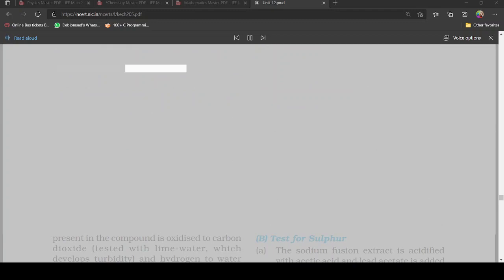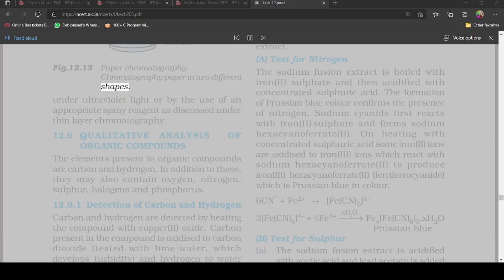Fig.12.13 Paper Chromatography. Chromatography paper into different shapes. Under ultraviolet light or by the use of an appropriate spray reagent as discussed under thin layer chromatography.